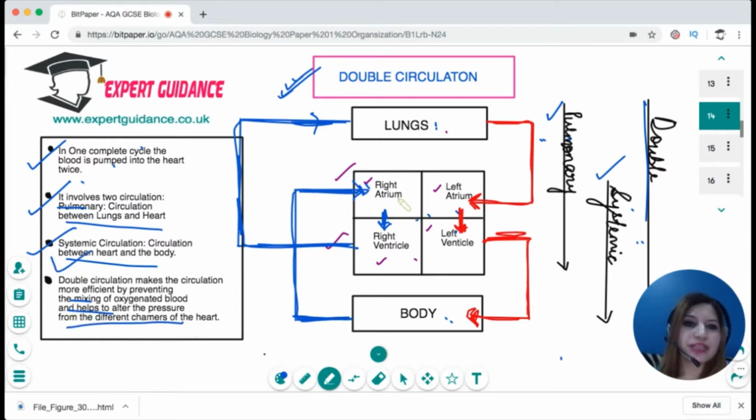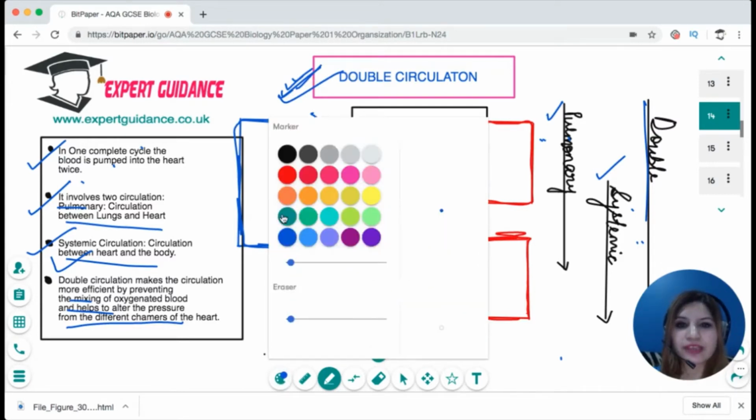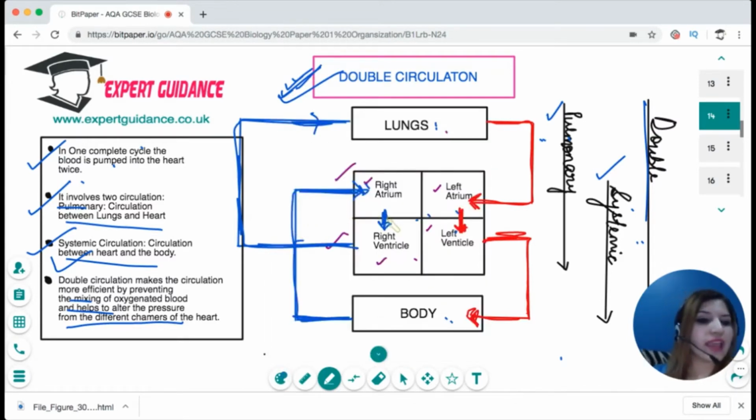So here you can see in double circulation, the oxygenated blood is all on the left side and the deoxygenated blood on the right side, and the heart can modulate the pressure. When it is sending the blood to the body, it can increase the pressure, and when it is sending the blood to the lungs, it can decrease the pressure, and that can only be done as it has a double circulation. Now let us label the vessels. To label the vessels, always remember anything that brings the blood to the heart will be a vein, and anything that takes the blood away from the heart is an artery.